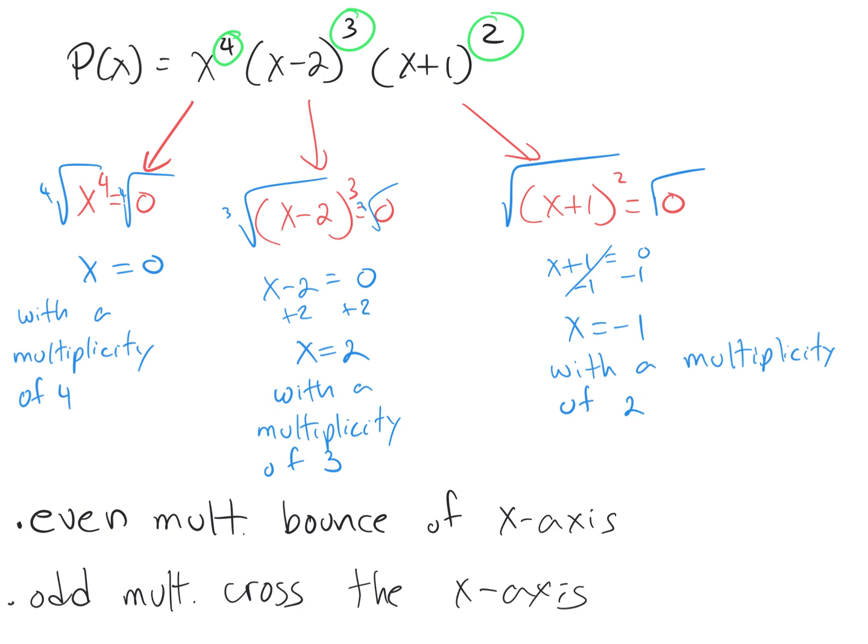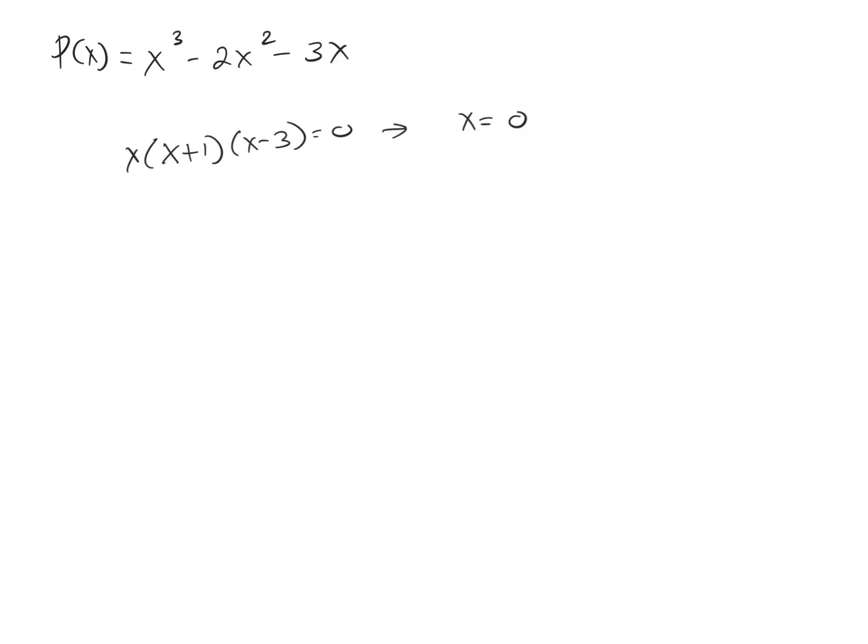So I'm going to open a new slide and just kind of regraph it a little larger. So the equation for example 5 was P of x equals x cubed minus 2x squared minus 3x. And when we factor it out, we got x times (x plus 1) times (x minus 3) is equal to 0. And then we got our zeros to be x is equal to 0, x is equal to negative 1, and x is equal to 3. Now, here we can tell that all of them have a multiplicity of 1. So all of these are odd multiplicities.